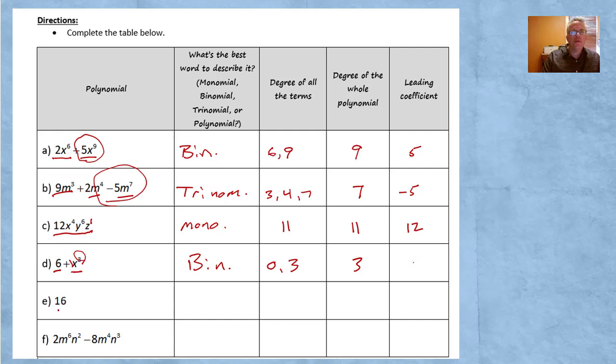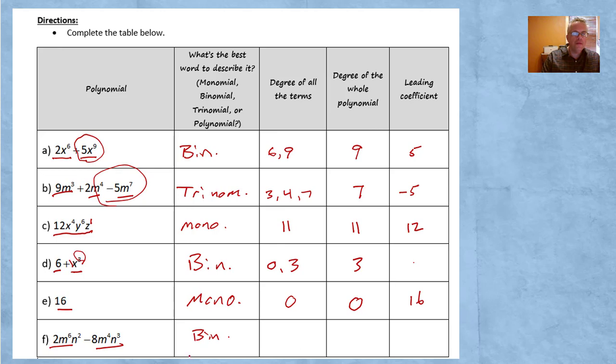All right, this one, monomial, it only has one term. The degree, 0. It doesn't have an x term at all, or a variable term. Degree of the whole polynomial, 0. The number multiplying the term, 16. All right, last one, two terms. These two things are separated by subtraction. So this is a binomial.